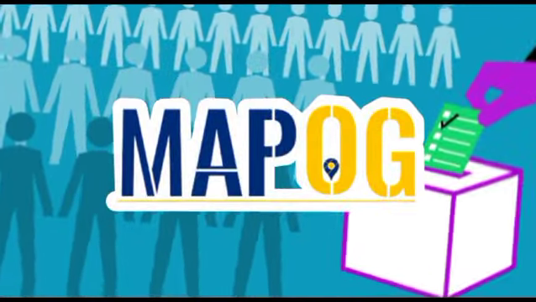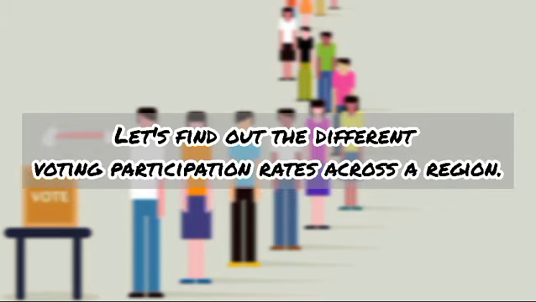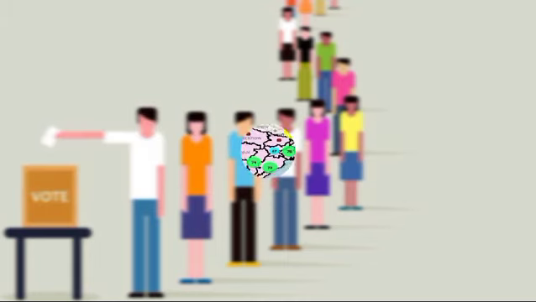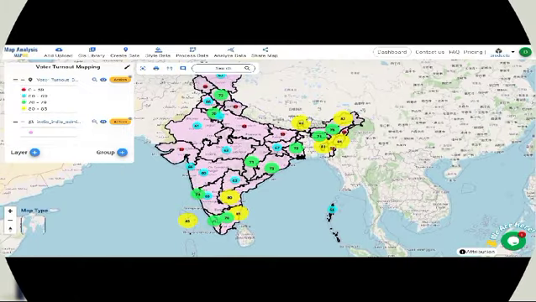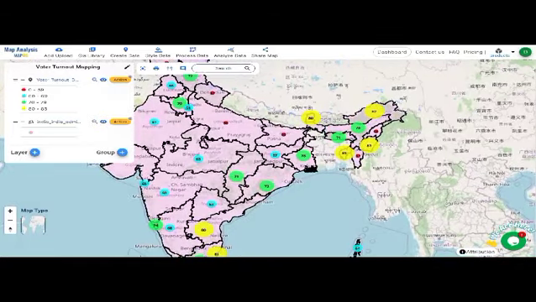Welcome to Map OG. Have you ever been curious about how voter turnout varies across different regions? Why do some areas see higher participation, while others lag behind? Let's take a closer look at our final map. It displays voter turnout, making it easy to understand and analyze regional participation at a glance.